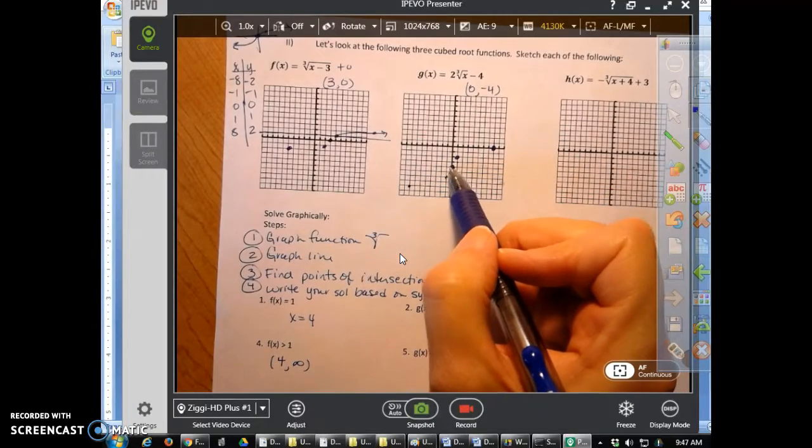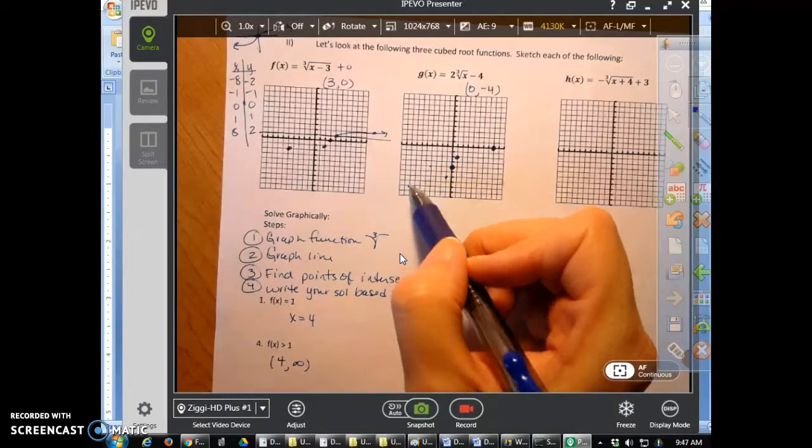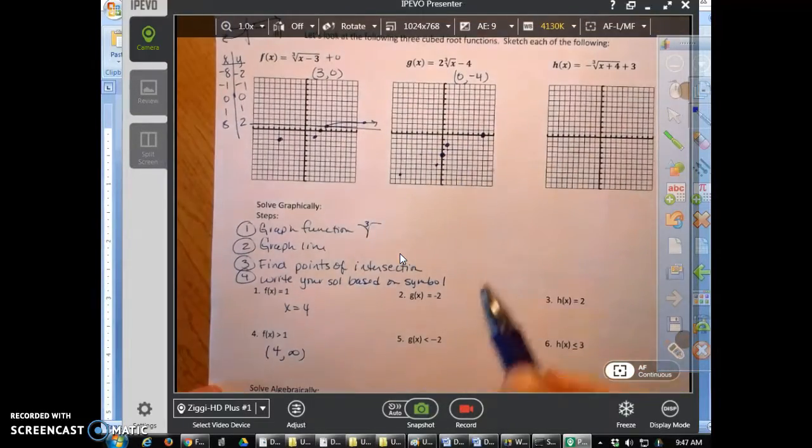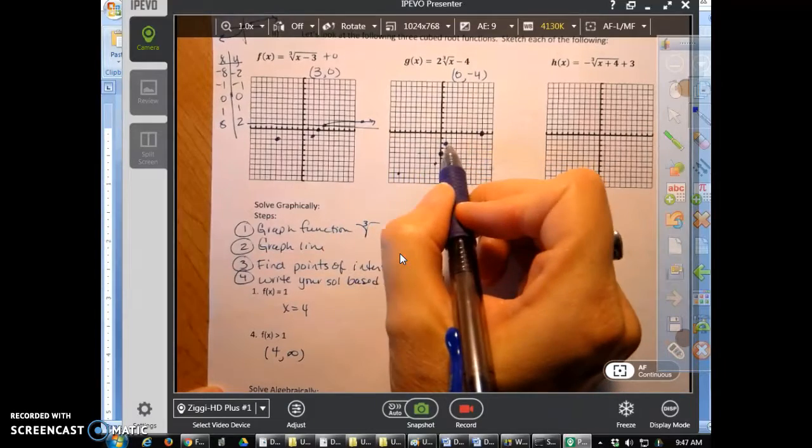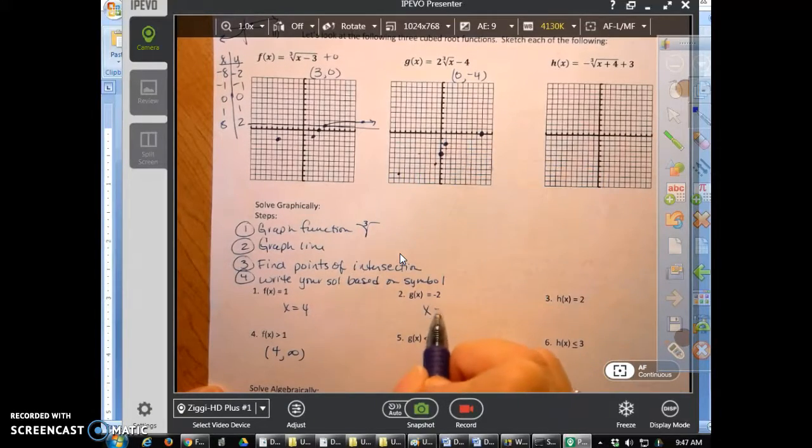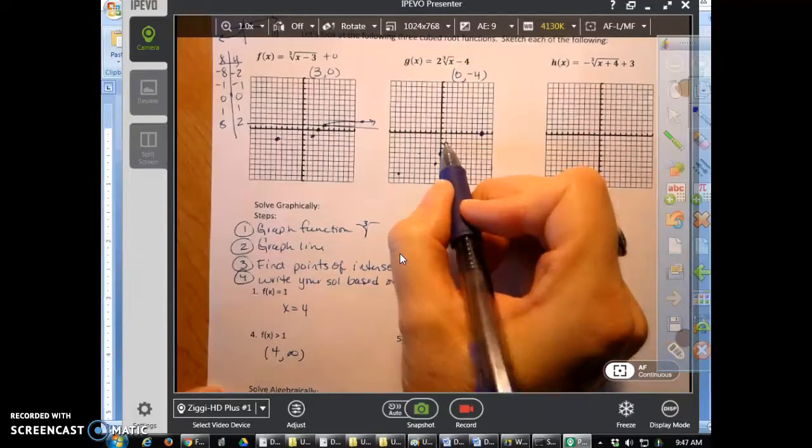I think I moved on too far. Nope, that's right. Okay, now, where is it equal to -2? When I put my line in place, it's equal to -2 at 1. So there's a point (1, -2).